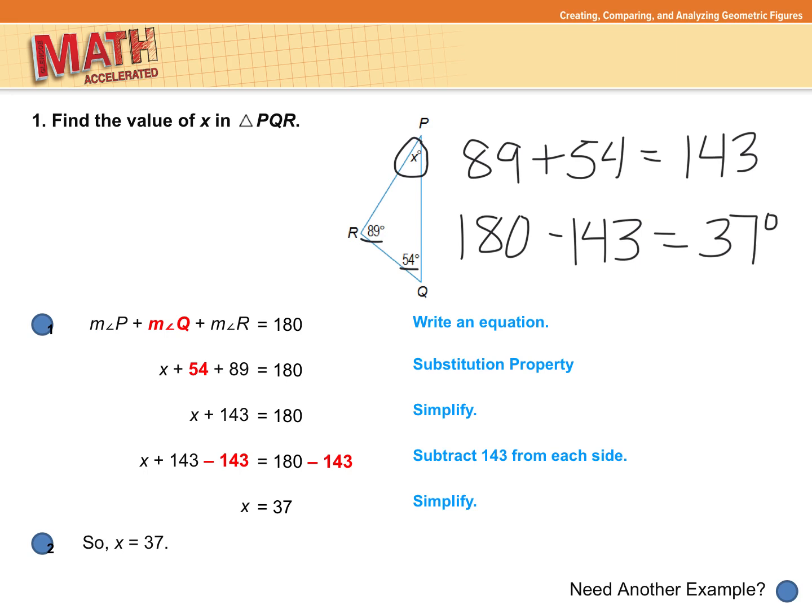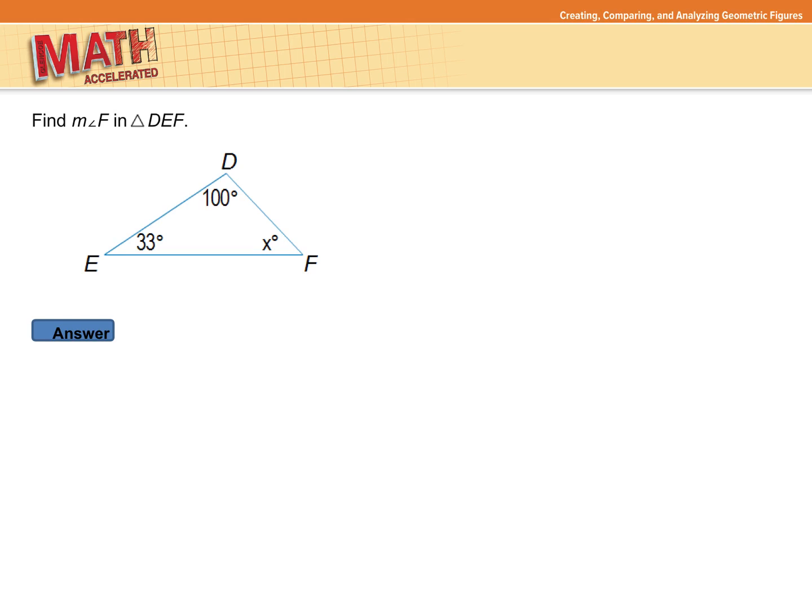Degrees. All angle measures are in degrees. Okay. How can I check if I got the correct answer? Add them all up, right? Take 37 plus 54 plus 89. What should you get? 180. Okay? Go ahead and try this one on your own.